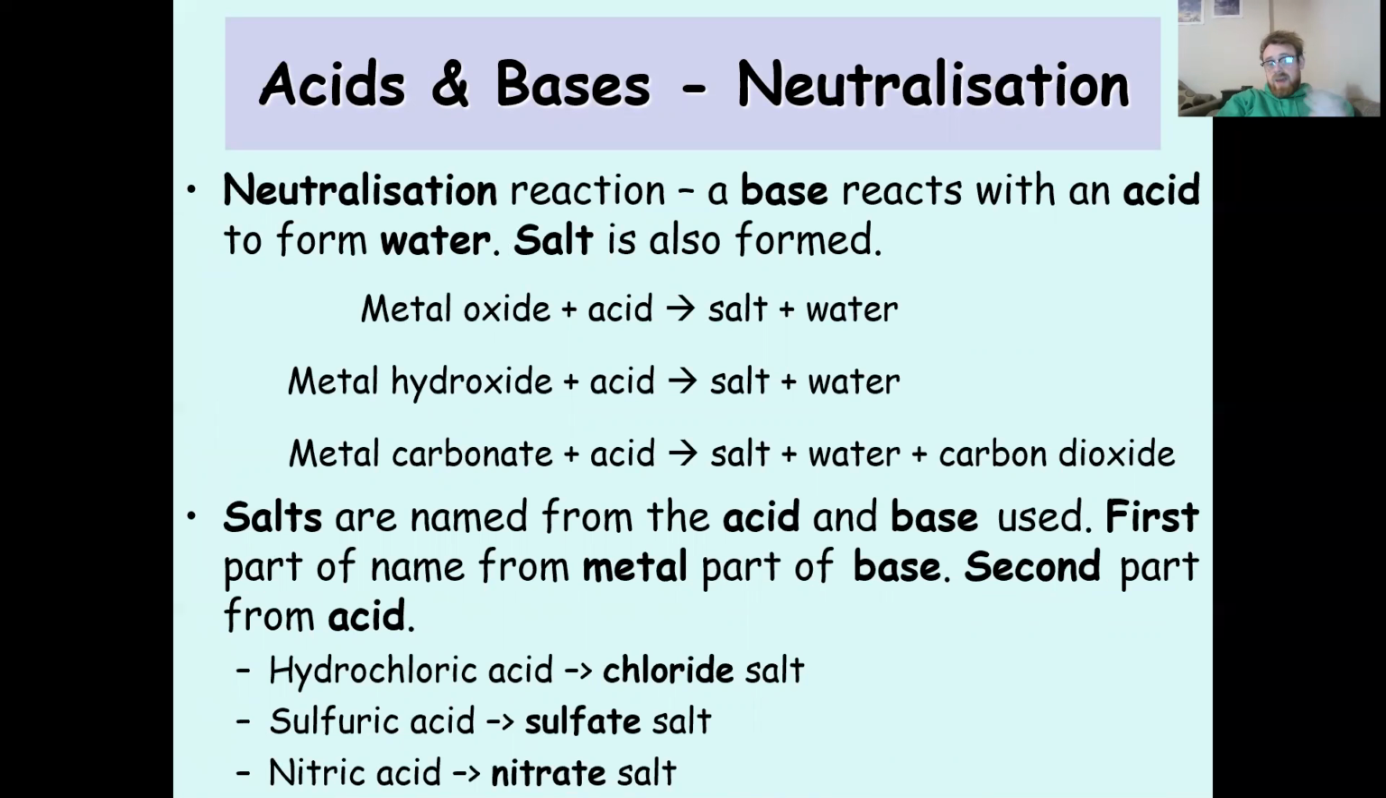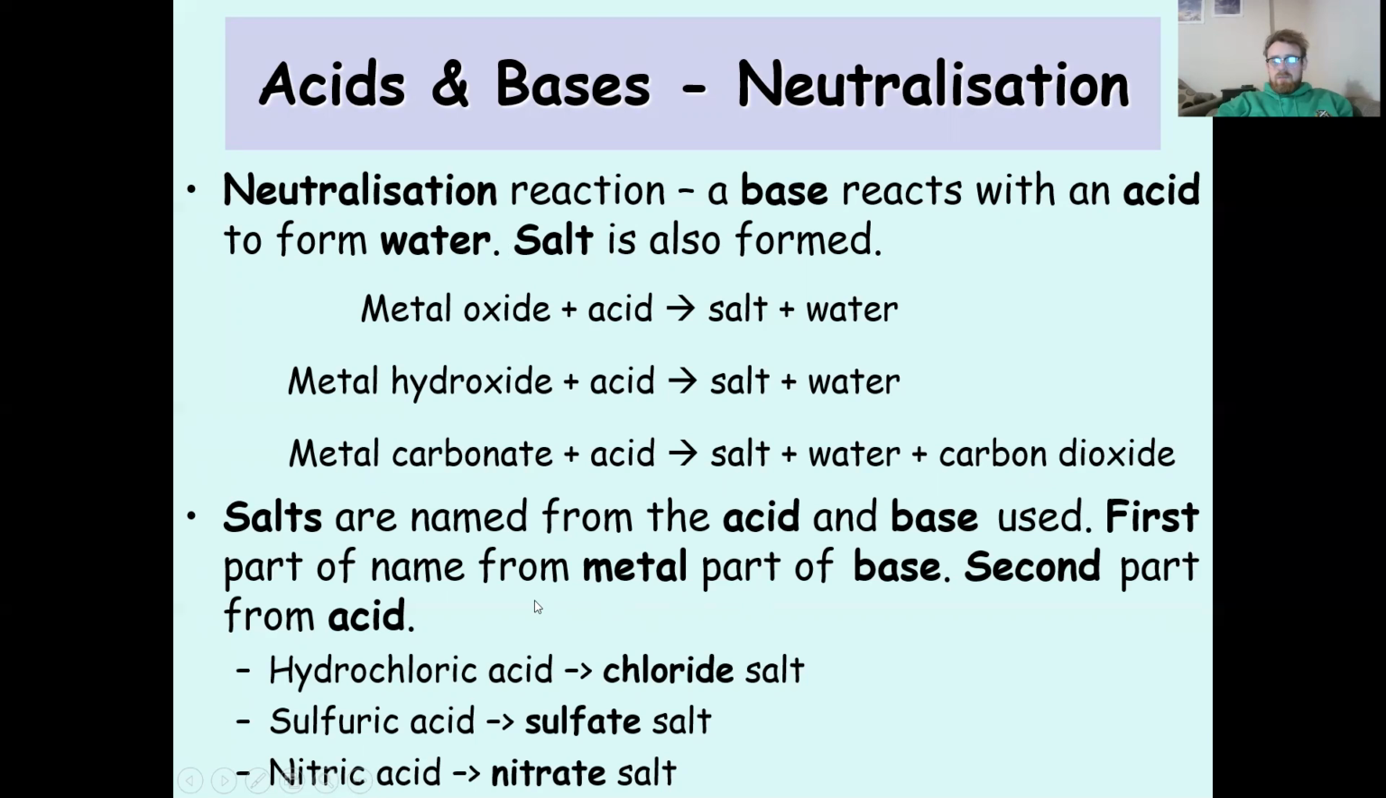Neutralization is when a base reacts with an acid to form salt. And most of the time it's going to form water as well. So metal oxide and acid is salt and water. Metal hydroxide and acid is salt and water. Metal carbonate and acid is salt, water and carbon dioxide. The carbon dioxide comes from the fact that there's carbon here that needs to go somewhere. It can't just go nowhere. So carbon dioxide is produced as well.